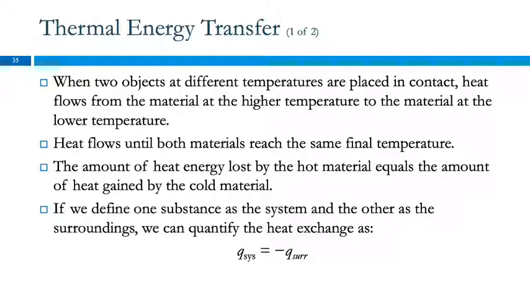So we can define one object, one substance as the system and the other as the surroundings. And then we can say that the heat gained or lost for the system is equal to but opposite in sign to the heat gained or lost by the surroundings. The amount of energy is the same, it's just the direction, the sign of it that's different.